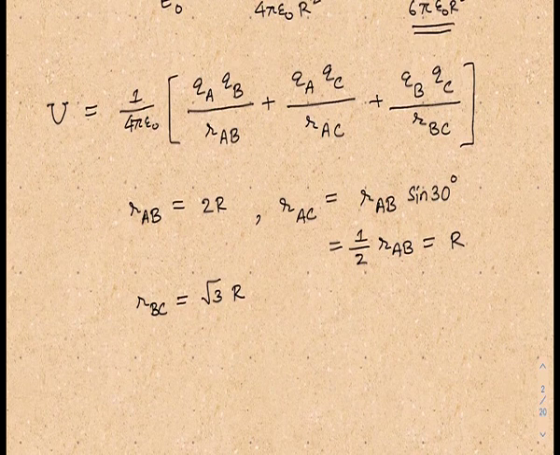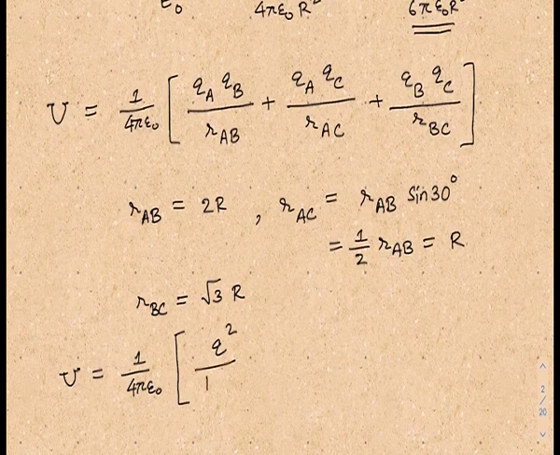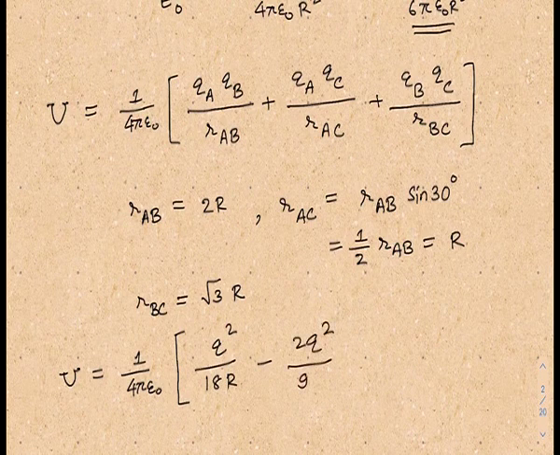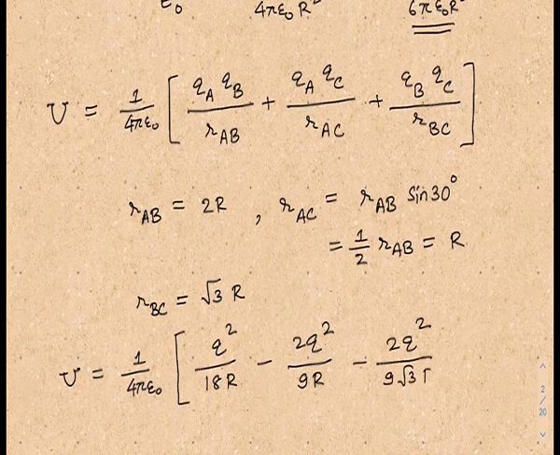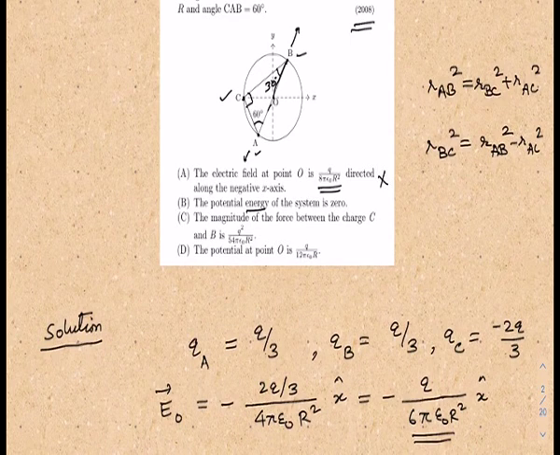So the potential energy would turn out to be 1 by 4 pi epsilon 0. If you put down the values of QA, QB and so on, the first term will give you Q square by 18R. The second term will give you 2Q square by 9R, minus then you have 2Q square by 9 root 3 R. And this is obviously not going to be equal to 0. So the option that the potential energy of the system is 0 is not correct.